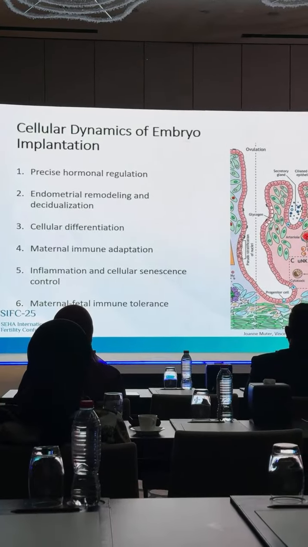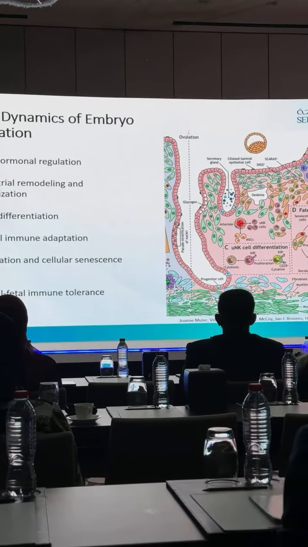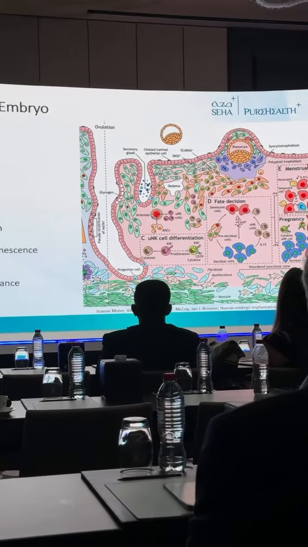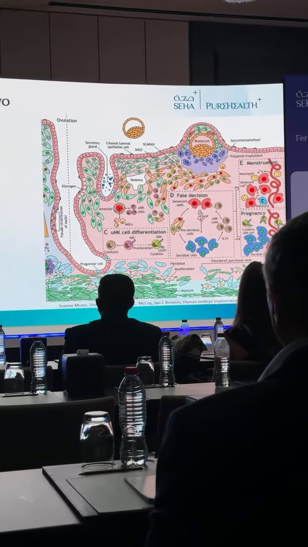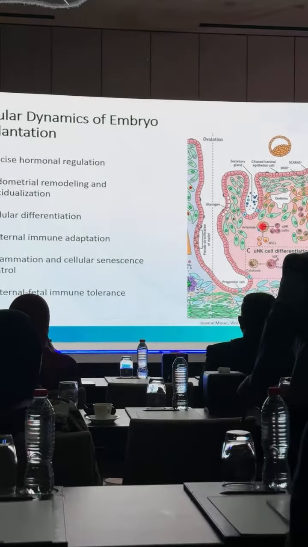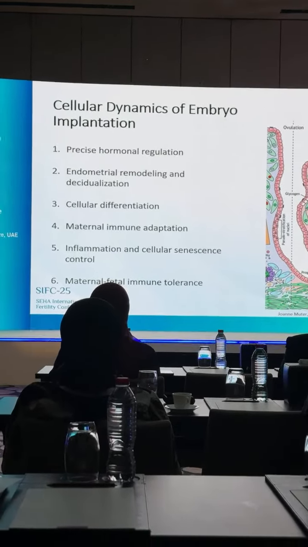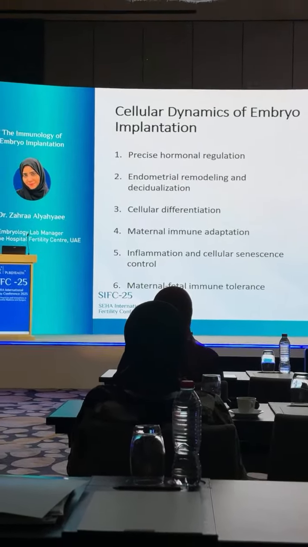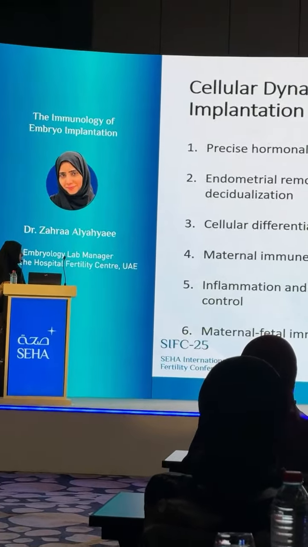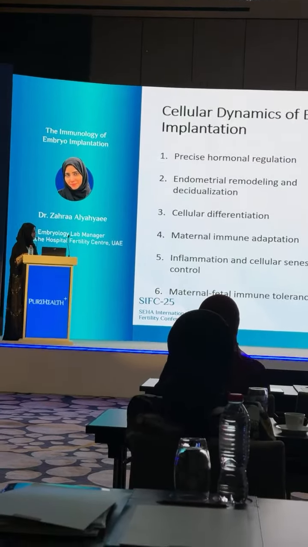What happens after the embryo has completely implanted itself? You see the orange circle there on top of the embryo must completely implant. Trophoblast cells start to differentiate into different types of cells. There are two pathways: the invasive and the syncytiotrophoblast pathway. They start the process of immune remodeling. There is cellular differentiation, maternal immune adaptation, inflammation, to reach the final goal of maternal-fetal immune tolerance.